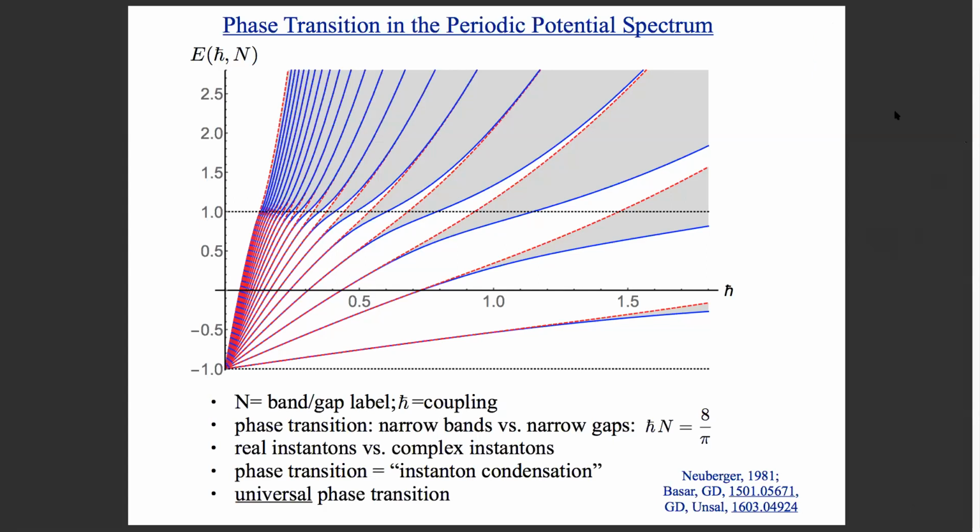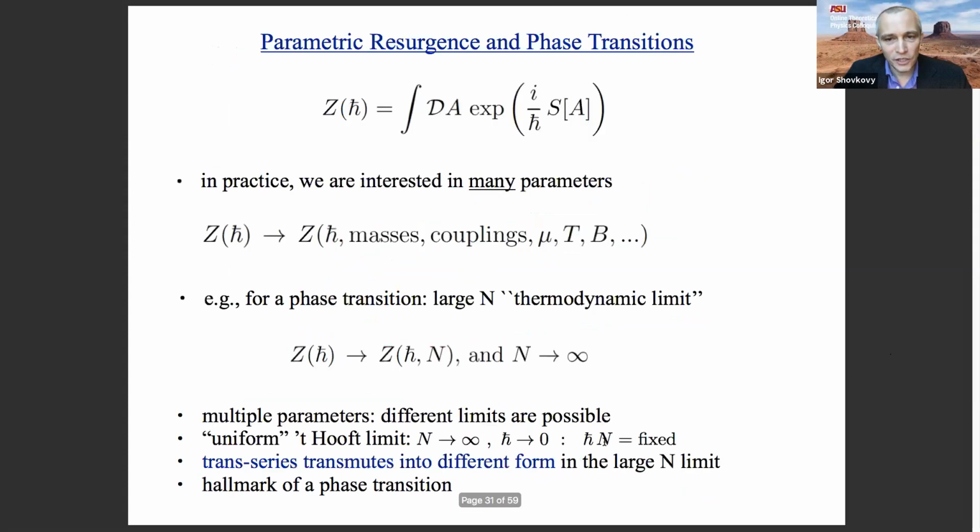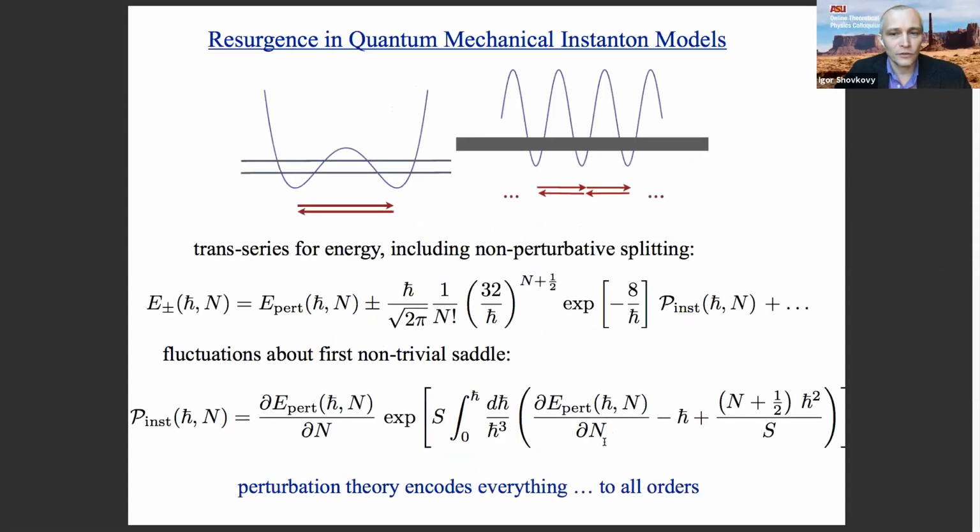Okay, thank you. The next question is a technical question from Zhiwei Du. He asked me to read the question on his behalf. Is it possible to include non-integer power factors in trans-series, like h bar to the power beta, where beta is non-integer? And if so, will these non-integer powers come as h bar to the n and beta, or h bar to the n plus beta?